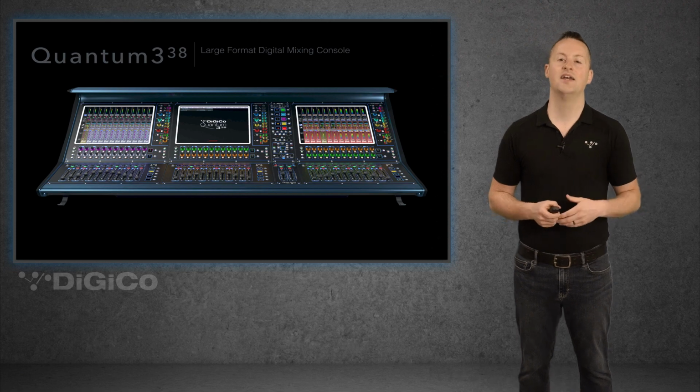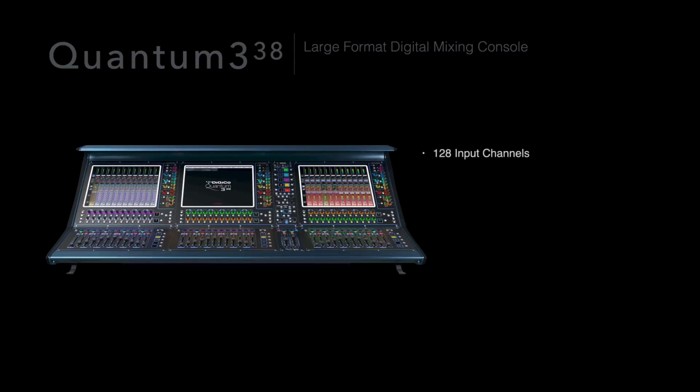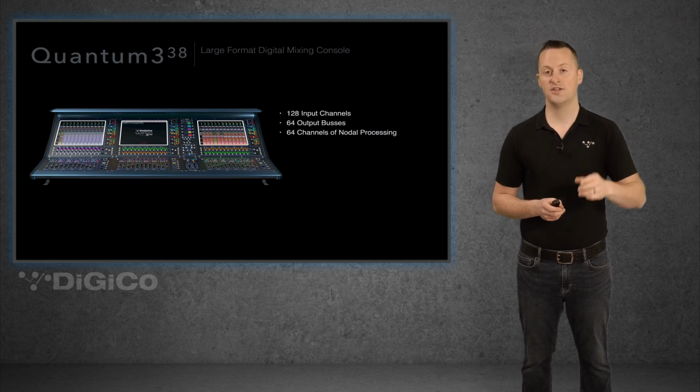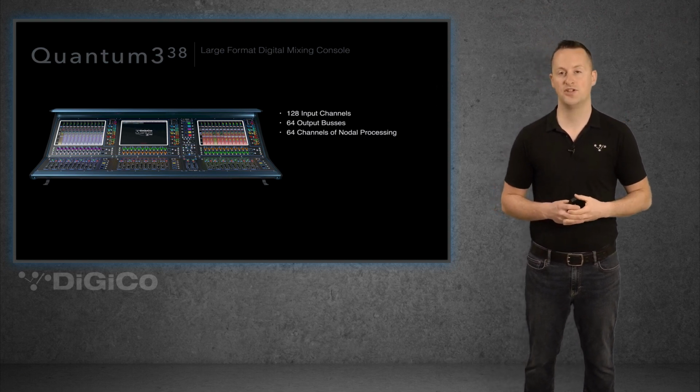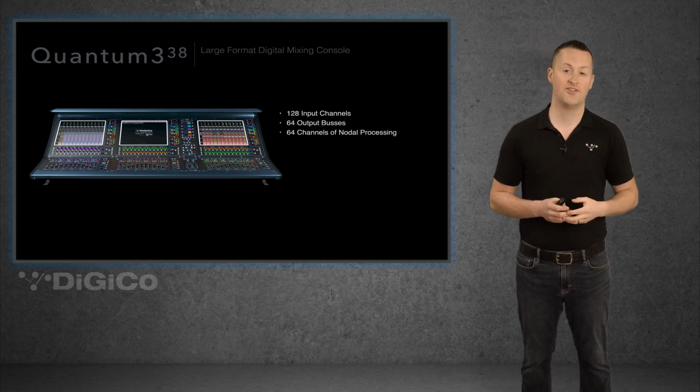All right, let's dive in and introduce you to the Quantum 338. The Quantum 338 has 128 inputs, it has 64 output buses, and it provides 64 channels of nodal processing. Nodal processing is something exclusive to the Quantum, and what that does is it allows you to have full EQ, 4-band parametric with dynamic control, so dynamic EQ. It allows you to have a compressor and a gate or any combination of Dynamics 1 and Dynamics 2 applied to a specific node, aux node of a specific channel.